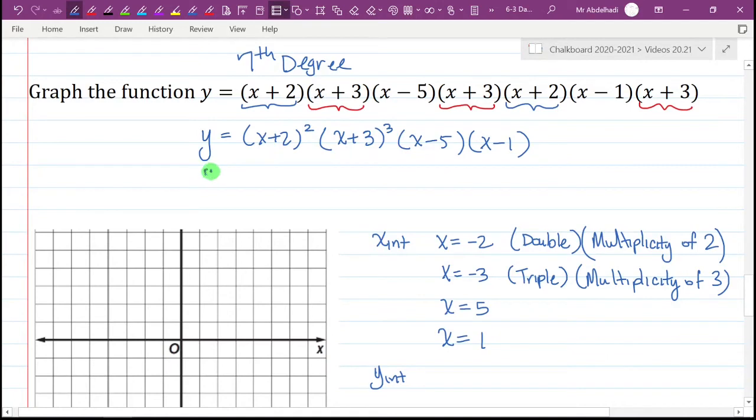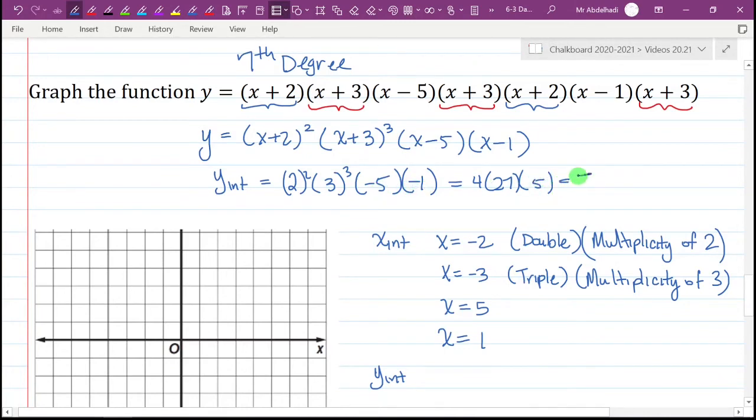And now when you go to do your y-intercept and you make all of these 0, that becomes a 0, that becomes a 0, that becomes a 0, that becomes a 0, you'll get your y-intercept is 2 squared, 3 to the third, -5, and -1. So that's going to be 4 times 27 times, well, this is going to be +5 when you multiply both of these. And that's going to be a pretty big number. It's going to be 540. So our y-intercept is 0, 540.